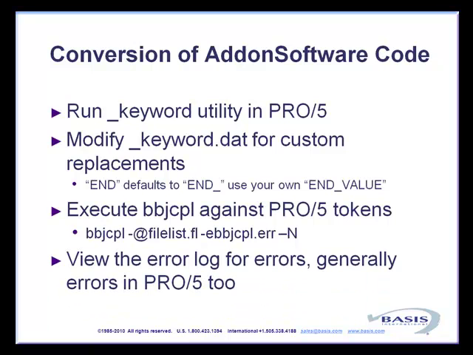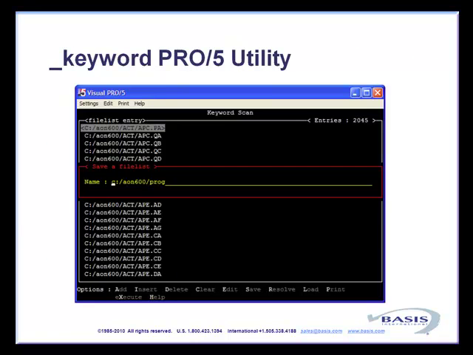So we can then view the error log for errors, and generally those errors would have been pre-existing errors in Pro5, and perhaps Pro5 would only have picked those up upon execution. So this is what the _keyword Pro5 utility looks like, much like any of the other utility sets that are available with Pro5.